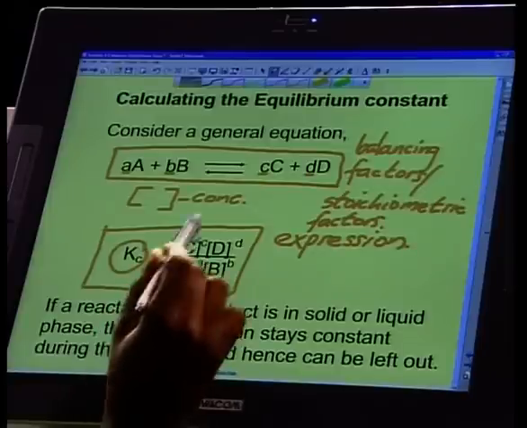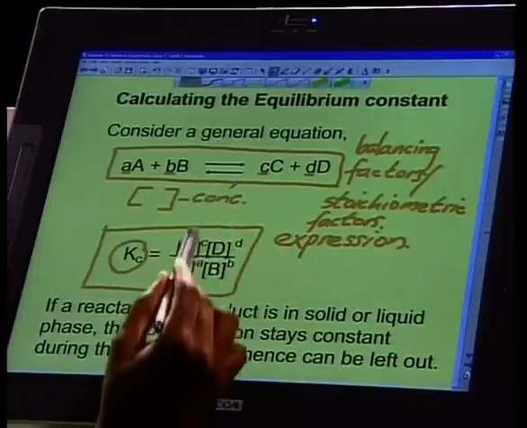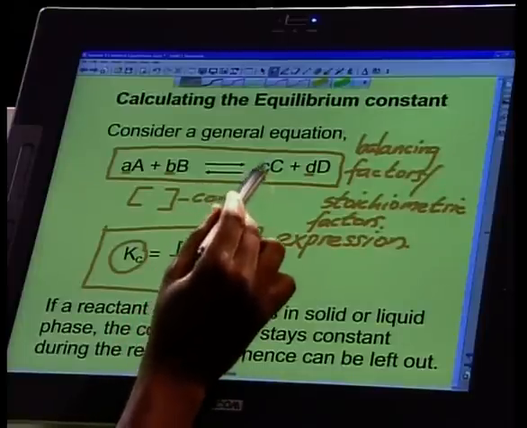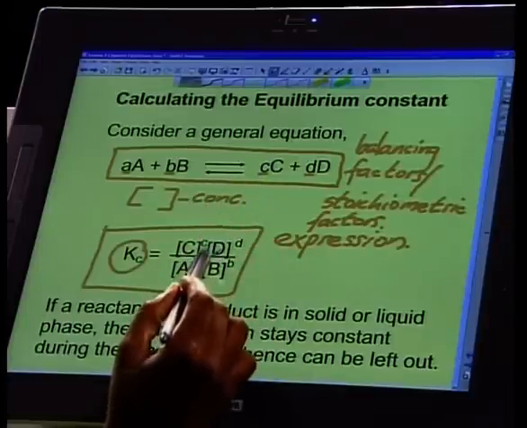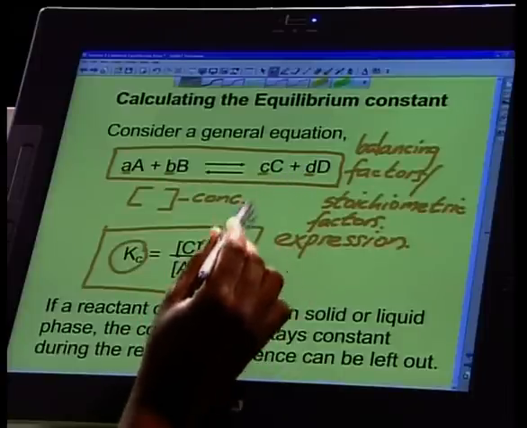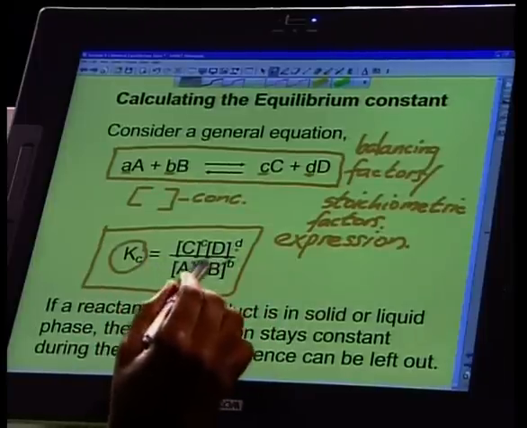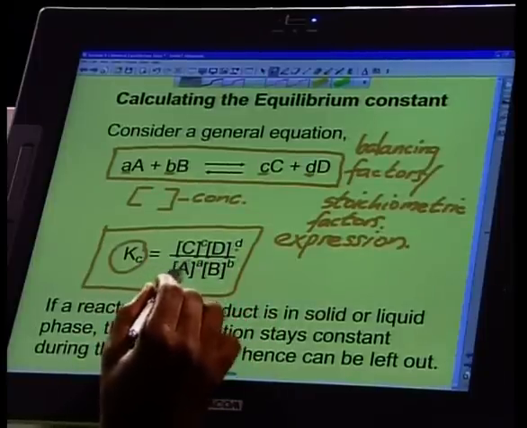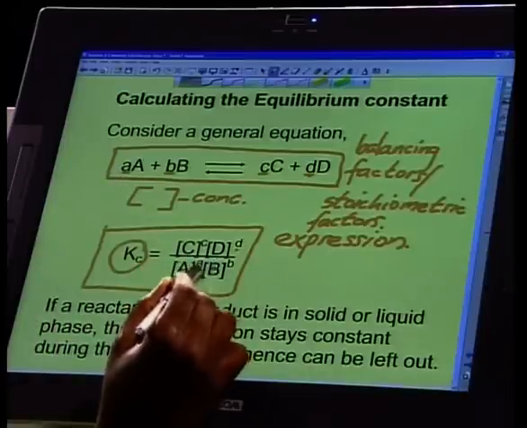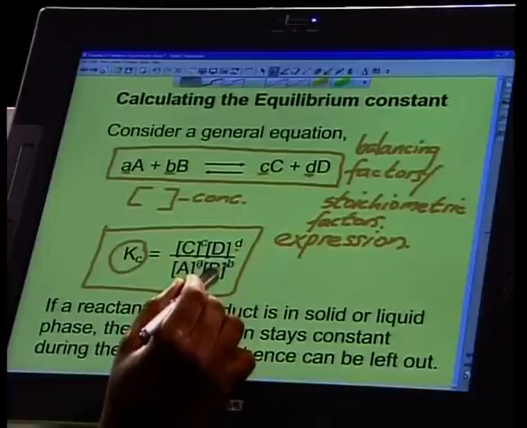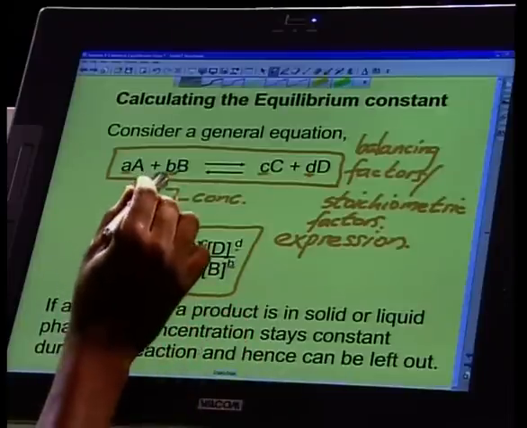Now, the concentration of C to the power c, the balancing factor of C, times the concentration of D, the big brackets as you see it, to the power the balancing factor of D, which is small d, divided by the concentration of A to the power a, the balancing factor of A, times the concentration of B to the power the balancing factor of B, which is small b there.